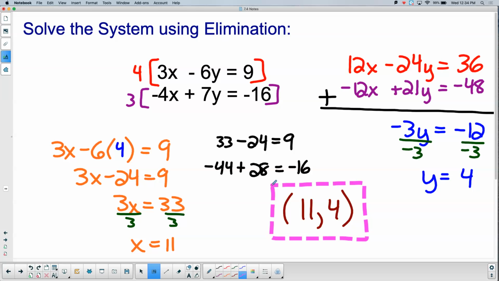You have to plug it back into both. Oh, the blue, the white? No. Yeah. When we go back, it doesn't matter which one we plug back into. Yes. But for the check, both.